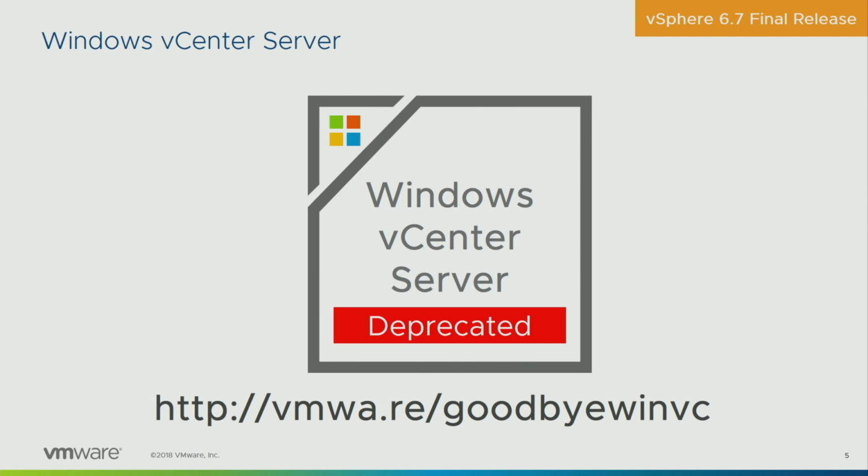Hopefully you guys aren't surprised by this, but Windows vCenter Server has been deprecated. This was announced last year. You can go to this short URL for more details, but the update here is that 6.7 will be the last release containing the Windows distribution. So the next vCenter release will not have a Windows distribution, so definitely start focusing on migration. I'm sure that's what a lot of you guys are here for.